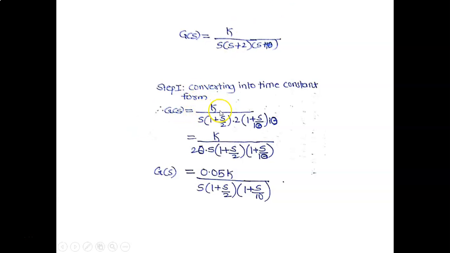G(s) is equal to K divided by s(1 plus s by 2)(2)(1 plus s by 10)(10), which is equal to K divided by 20s(1 plus s by 2)(1 plus s by 10). Therefore, G(s) is equal to 0.05K divided by s(1 plus s by 2)(1 plus s by 10). We will determine the value of K now.